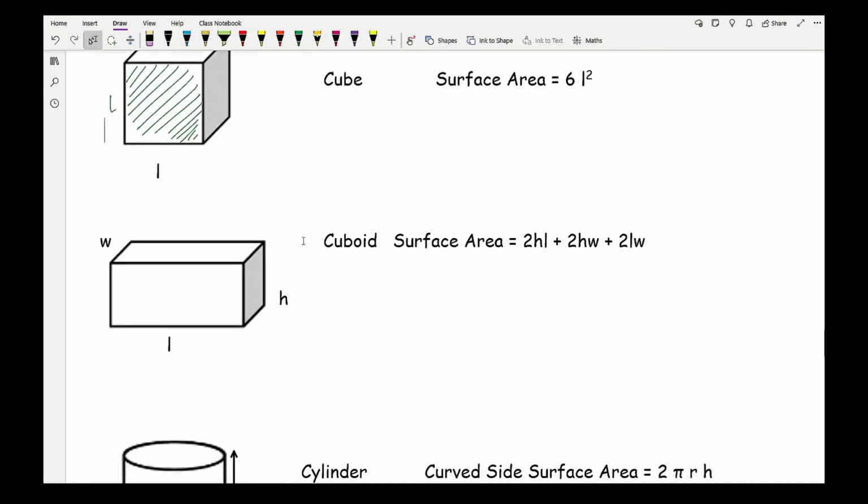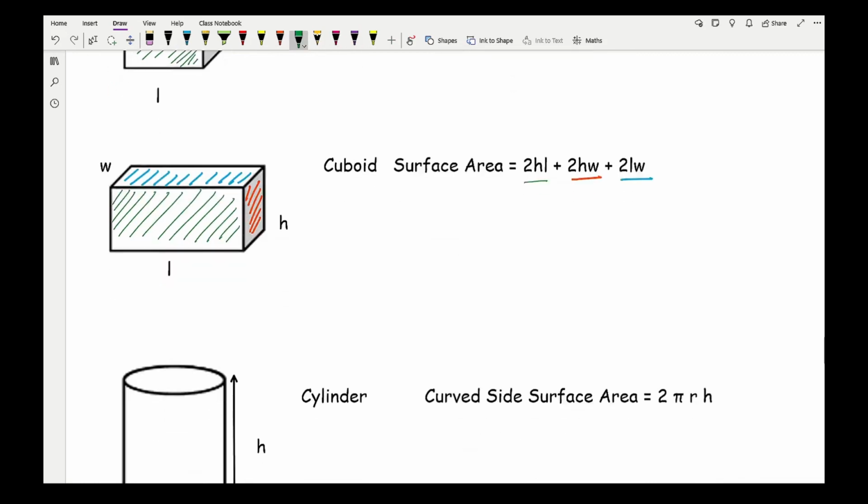For a cuboid, that one's slightly different because I've got 2 of each face. So if I colour this one in green, this one in orange, and the top one in blue, here I've got 2LW, which is the blue. I've got 2 lots of HW, which is in orange, and I've got 2 lots of HL, which is in green. And again, you can just learn these formulas to work through it.